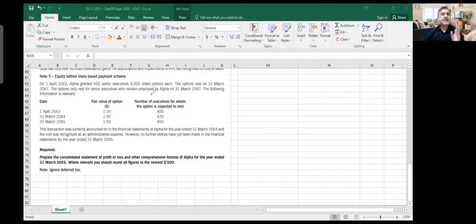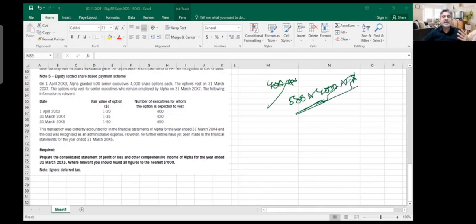So how many years are there? You need to understand the total number of years, because the cost would be like you have 500 people. I'm sorry, my pen is bothering me a lot. I need to configure it. 500 executives. Each executive will get 4,000 options. And those 4,000 options are at a certain price, but this cost is for the entire period. So how much is the total period?